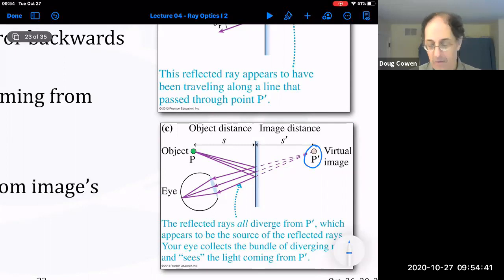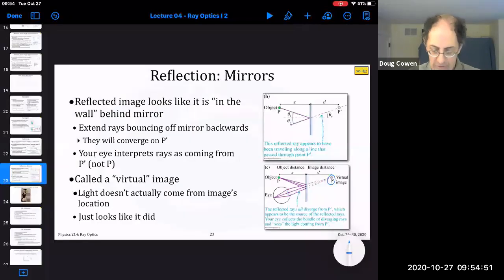So your eye or a camera will say, oh, these rays are coming as if from this point P prime. So this is known as a virtual image because the light doesn't actually come from the image's location. The light is actually coming from this object P. It looks like it's coming from this point P prime, but it isn't actually coming from point P prime. So this is called the virtual image.